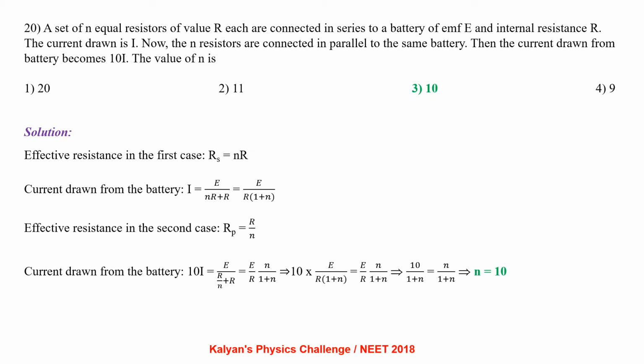Effective resistance in the first case, that is when they are connected in series, is nR. So the current drawn from the battery, I equals E by external resistance plus internal resistance, which comes out to be E by R times (1 + n). Now the effective resistance in the second case, when the resistors are connected in parallel, is R by n. The current drawn from the battery, 10I, equals E by (R/n + R). Solving the two equations, we obtain n equal to 10.